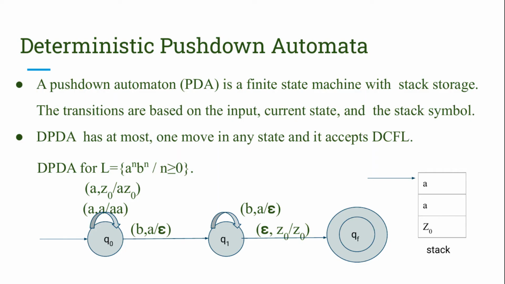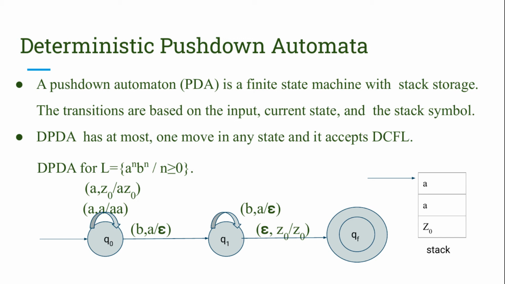Deterministic pushdown automata. A pushdown automaton is a finite state machine with a temporary storage stack. The transitions are based on the input symbol, current state, and stack symbol. Because it is deterministic, it has at most one move in any state, and it accepts deterministic context-free languages, which are a subset of context-free languages. Consider the DPDA for accepting the language a^n b^n for n greater than or equal to 0.